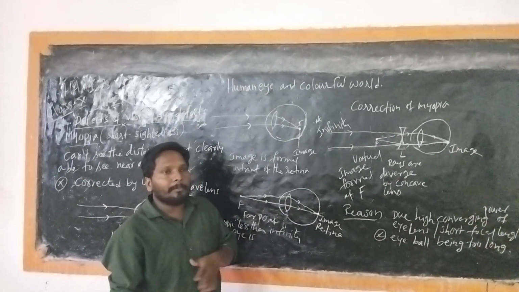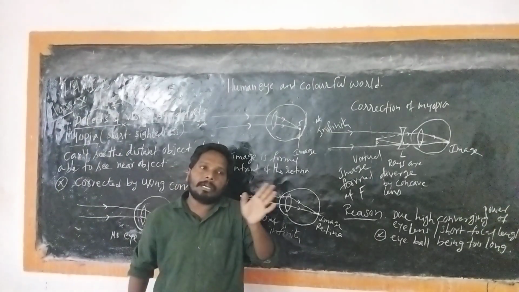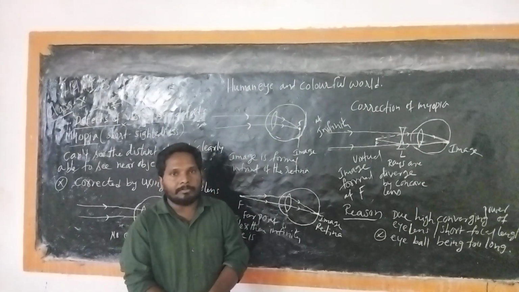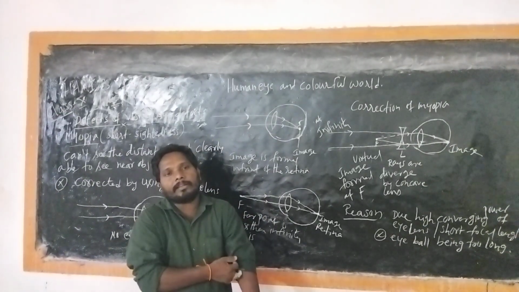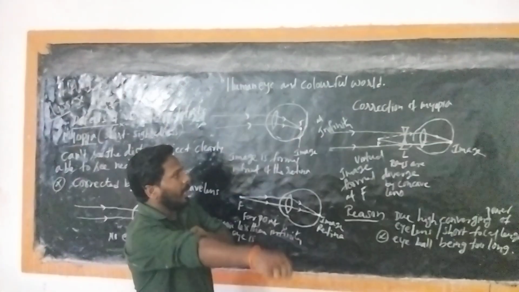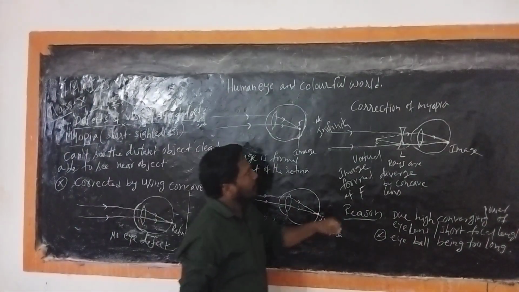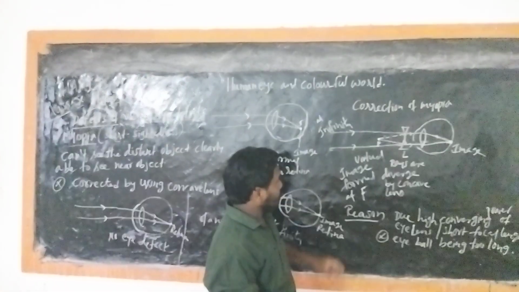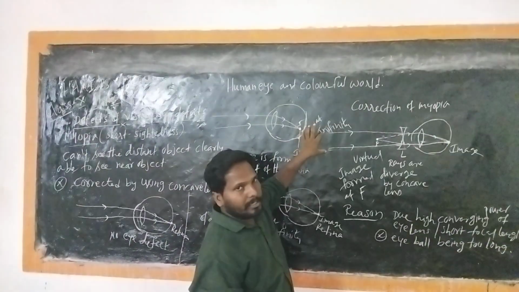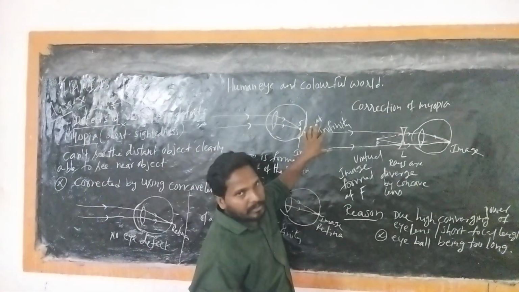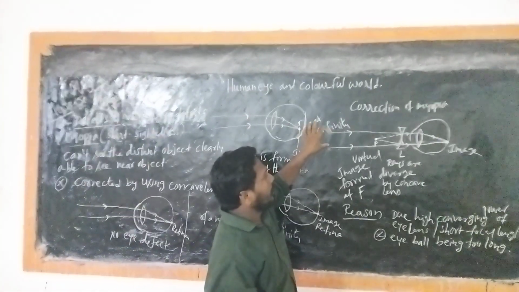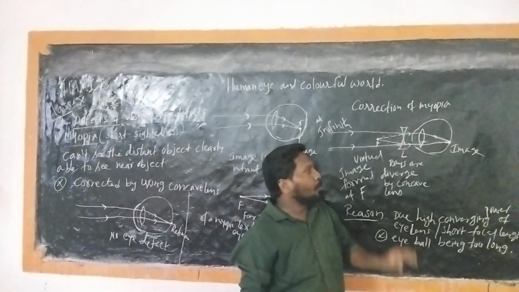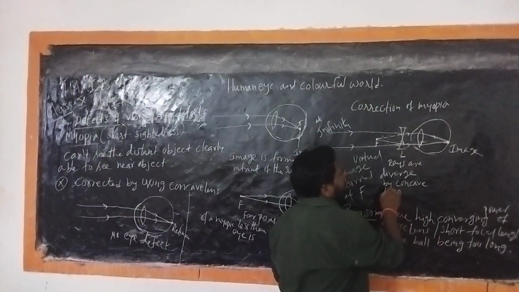So to make the person see the distant object, we have to rectify the eye defect. How do we correct myopia? To see the distant object, or the object at the far point or at infinity, and to form a clear image of the object on the retina, we have to use a concave lens.